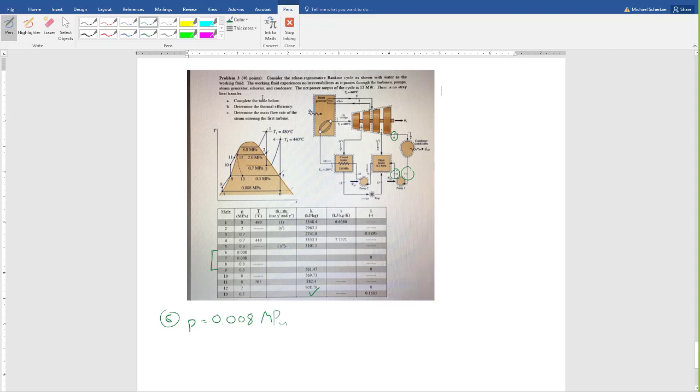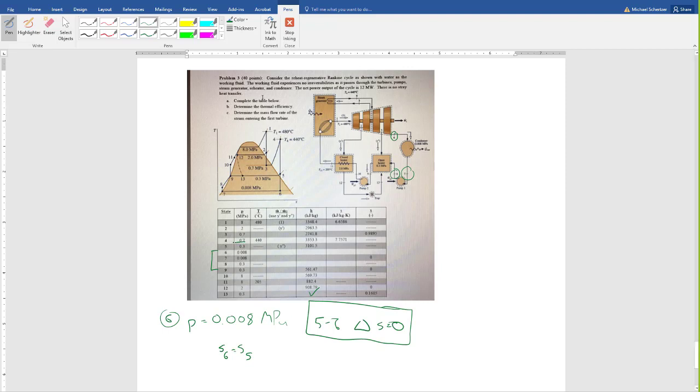So what we know is that from state 5 to state 6 is an isentropic process. This is always the thing. And maybe because I was just starting in the middle, I didn't see it exactly, but they told us all these turbines were isentropic, that they're all ideal. So that means the specific entropy of state 6 is equal to the specific entropy of state 5.